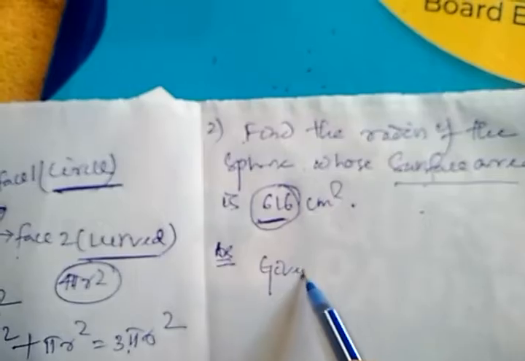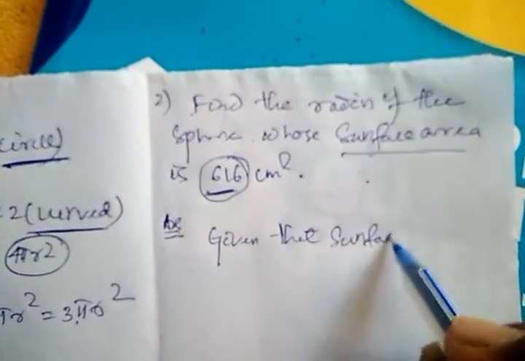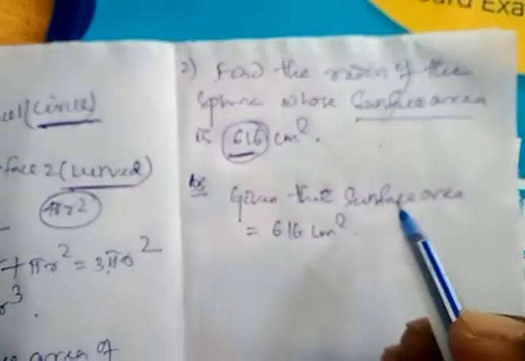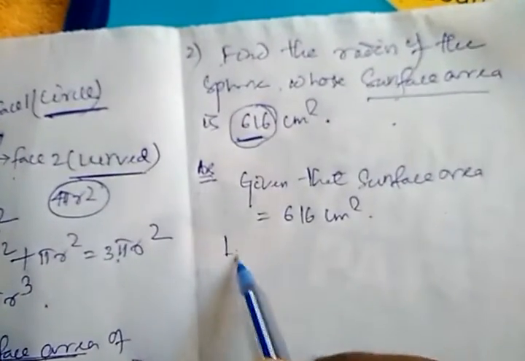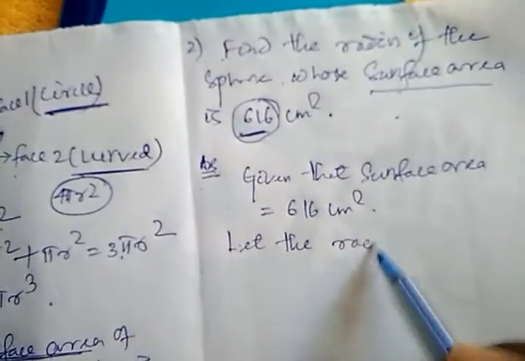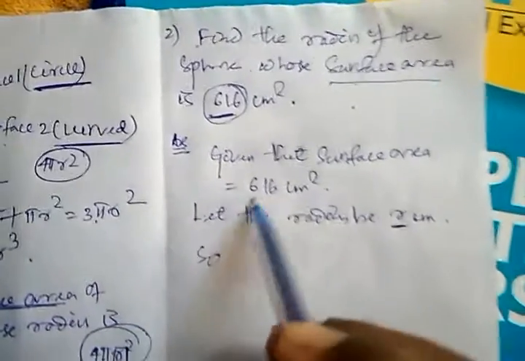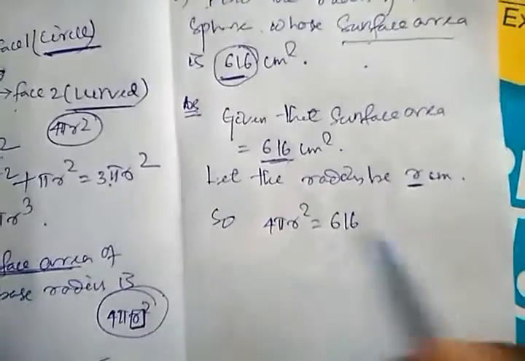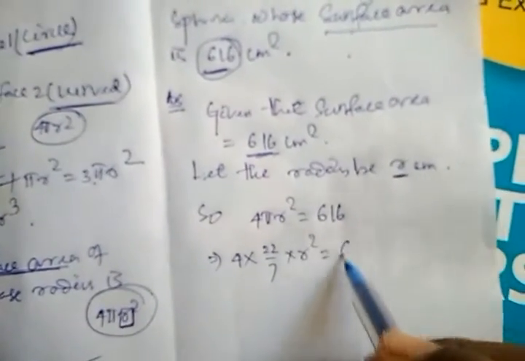It is given that surface area is equal to 616 centimeter square. Clear? And we are going to calculate the radius. So let the radius be r centimeter. This 616 we can write as 4 pi r square equals 616. So this implies 4 into 22 by 7 into r square equals 616.